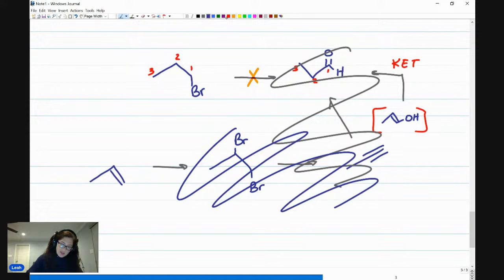Again, ignore all of this. And now ask yourself, do I know a reaction that will take a molecule with one halogen, get rid of that halogen, and give me an alkene? Why, yes, I do. An elimination reaction.